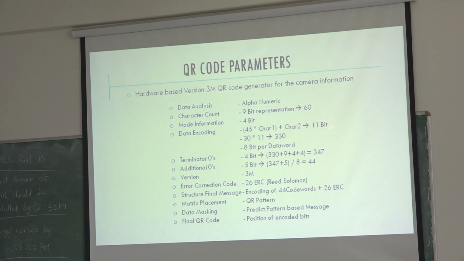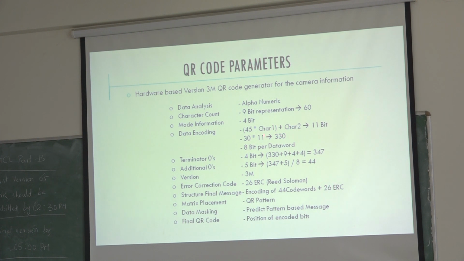But we have a total of 60 characters, which means 30 groups. So 30 times 11, we will have 330 bits. Correct? The total character count is 60, so we have to work with 2 characters at a time. The first character is multiplied with 45 and added with the second character. So the first 2 characters will be one group. Then the third character is multiplied with 45 and added with the fourth character. Like that, 30 groups will be there, each group with 11 bits, total 330 bits.